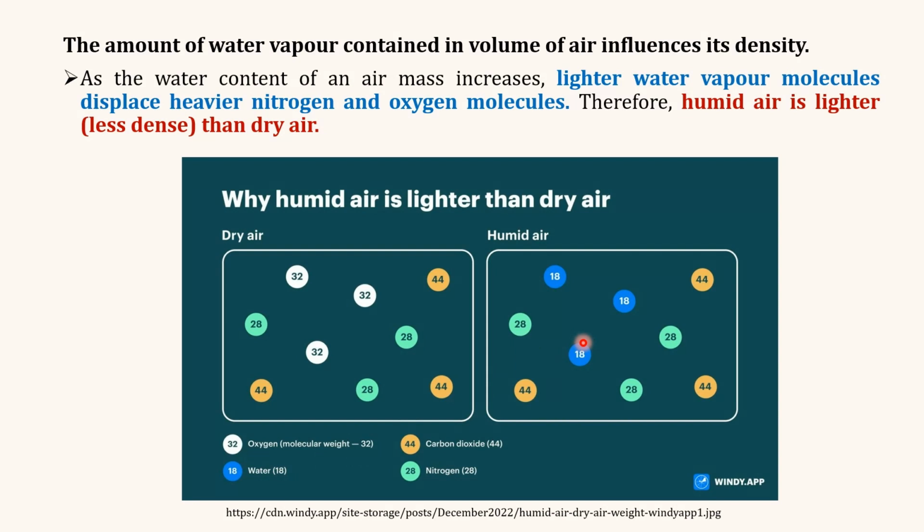And we can see the molecular weight of water is 18, and it is much lighter in comparison to oxygen, whose molecular weight is 32, carbon dioxide, whose molecular weight is 44, and nitrogen, whose molecular weight is 28. Thus, it is mentioned here that lighter water vapor molecules displace heavier nitrogen and oxygen molecules, and humid air is lighter in comparison to dry air. Thus, it is less dense in comparison to the dry air.